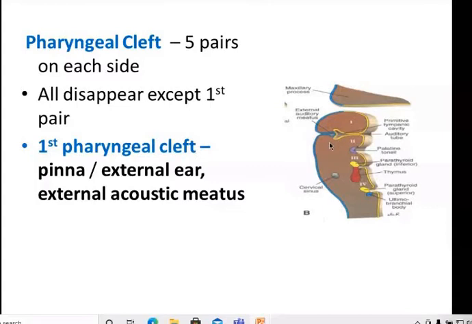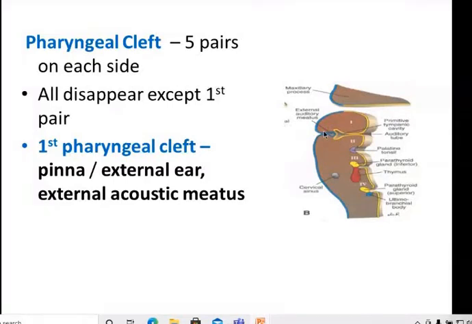Now the pharyngeal clefts are normally 5 pairs on each side, and all of them disappear except the first pair. This is the only pharyngeal cleft remaining here, and it will give rise to the external ear as well as the external acoustic meatus. So the pinna, or the external ear, and the external acoustic meatus.